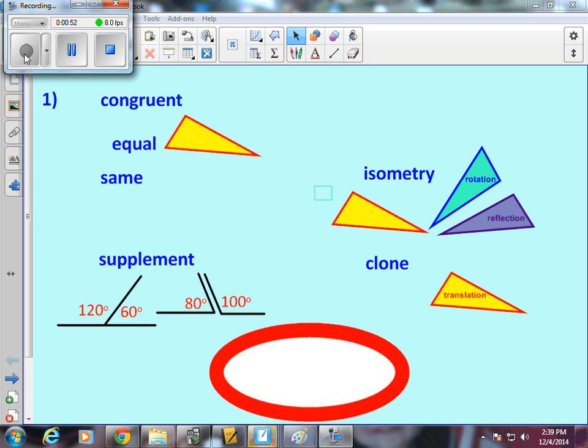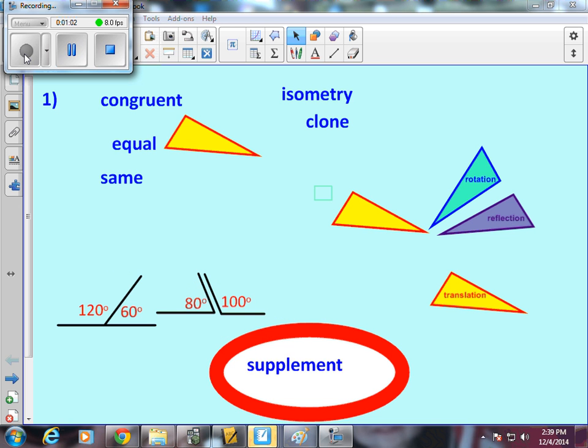As far as supplements go, those are just things that add to 180, so they don't necessarily have to be the same. So you'd have these 5 terms would kind of all mean exactly the same thing. Supplementary does not.